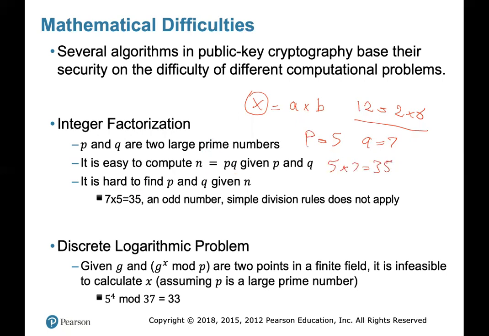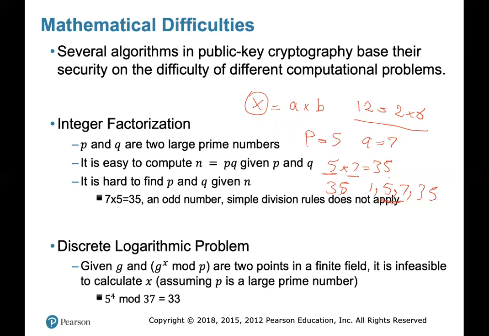It's very easy. But if someone gives me 35 and asks me to factorize 35, since 35 is the multiplication of two prime numbers, I would have only 4 divisors for this number: 1, 5, 7, and 35. 1 and 35 are obvious. They are valid for any number. Of course, I'm not seeking for them.